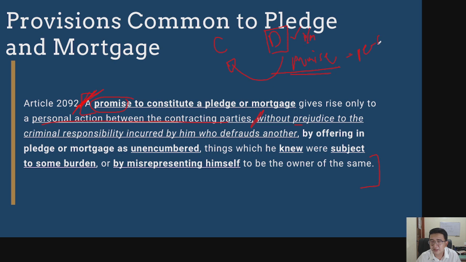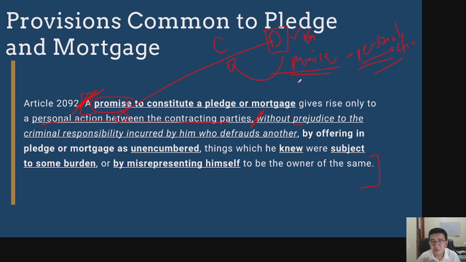So pwedeng kasuhan ni creditor si debtor later on kung hindi siya mag-constitute ng pledge or mortgage later on. So dapat mag-constitute ka kasi actionable na siya. Meaning pwede siyang kasuhan kung hindi niya ginawa kahit pa-promise yan.